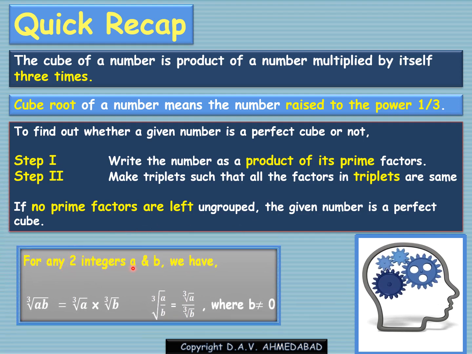For any two integers a and b, we have cube root of ab equals cube root of a into cube root of b, and cube root of a by b equals cube root of a divided by cube root of b, where b is not equal to 0.